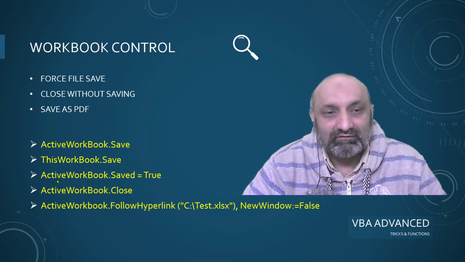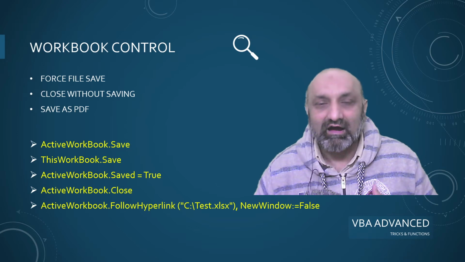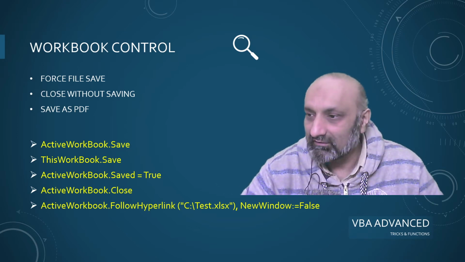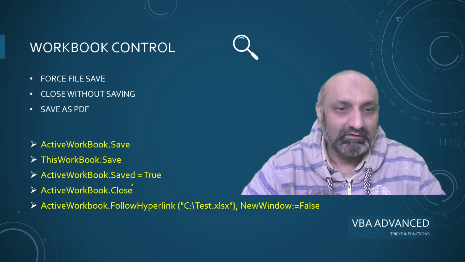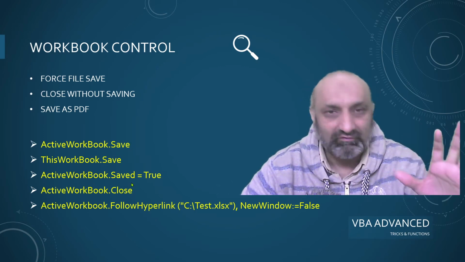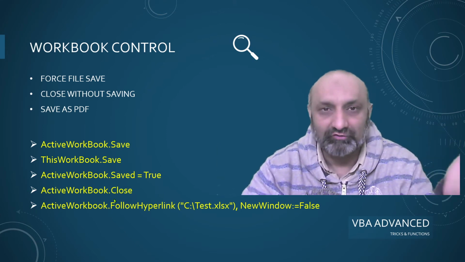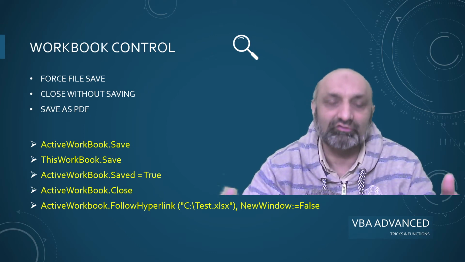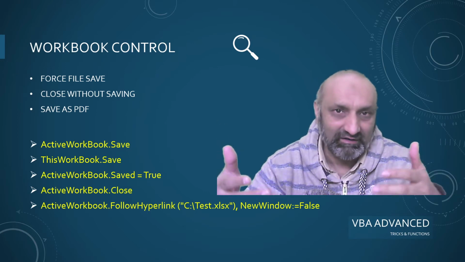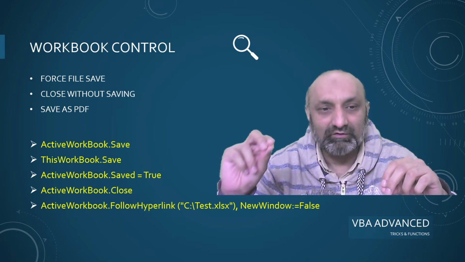So the next command is ActiveWorkbook.Saved = True. I am telling Excel that my changes are already saved, right? So my workbook is already saved. Don't try to save it. We will see how this works. And ActiveWorkbook.Close is equal to Control F4, which closes the open workbook without closing the application. Alt F4 will also close the application, but Control F4 will close only the active open workbook.